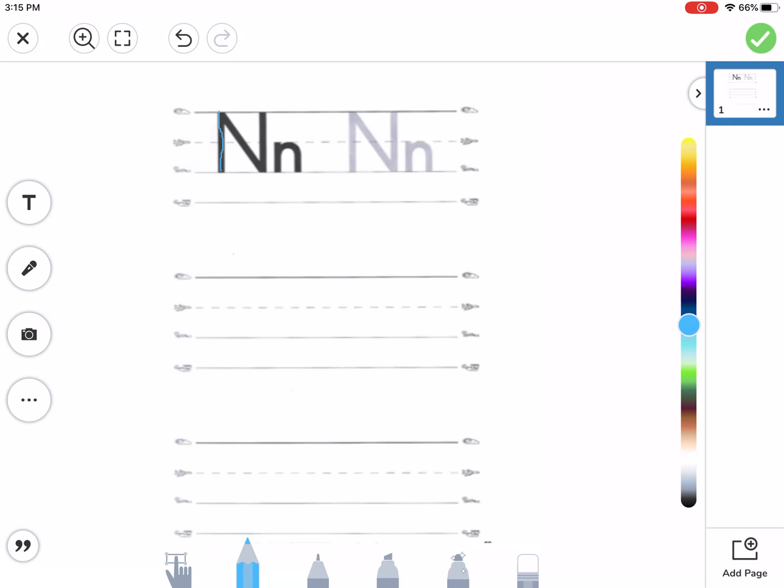I'm going to start at the skyline, and I'm going to go down to the grass line. Then I'm going back up to the skyline, and I'm going to slide down the slide to the grass line. Okay? Then I'm going to start back up at the skyline, back down and connect to that N. Okay? That uppercase N.